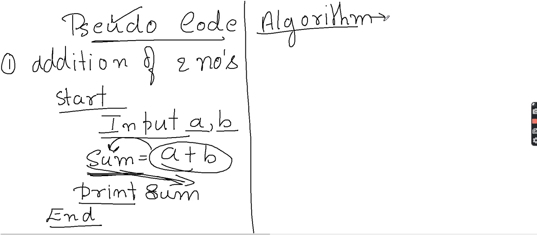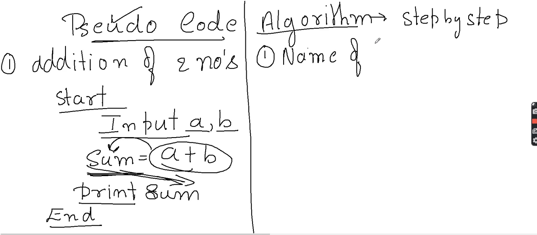Algorithm can be termed as a step-by-step procedure to solve a particular problem. Whatever the problem is, I write it in a step-by-step manner. So that is what an algorithm is. We have to write an algorithm using the following notation. The first thing is that I should have the name of the algorithm. Whatever algorithm you write, you should have a name for it.